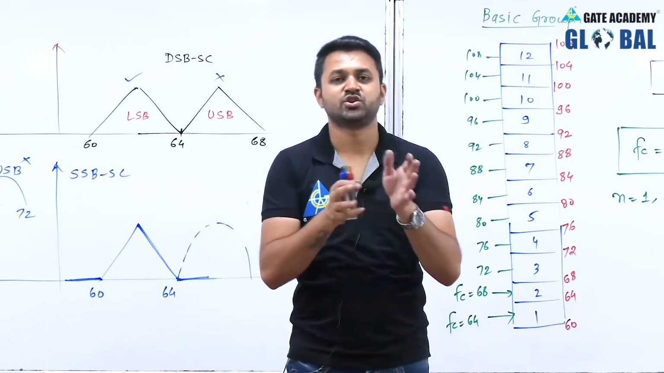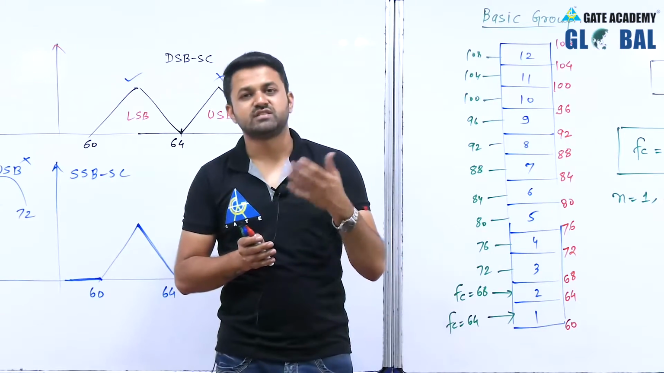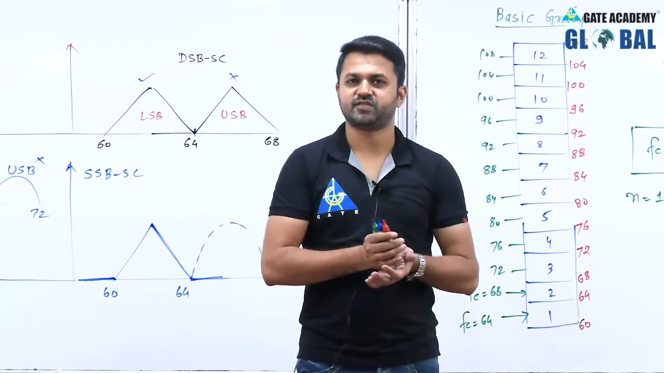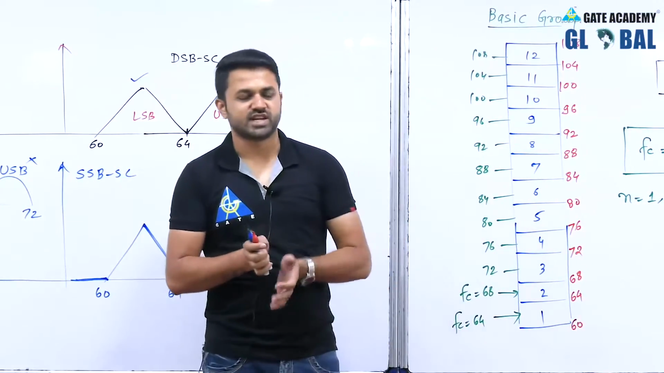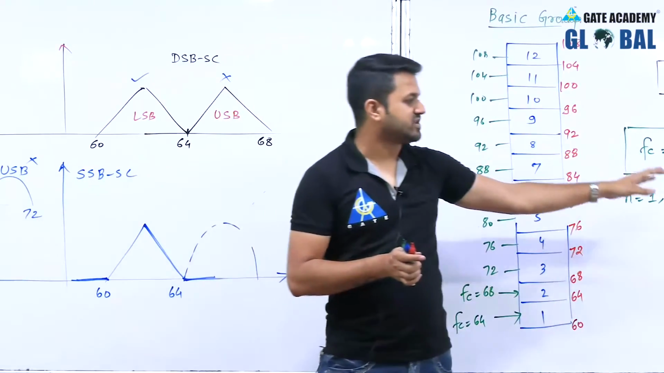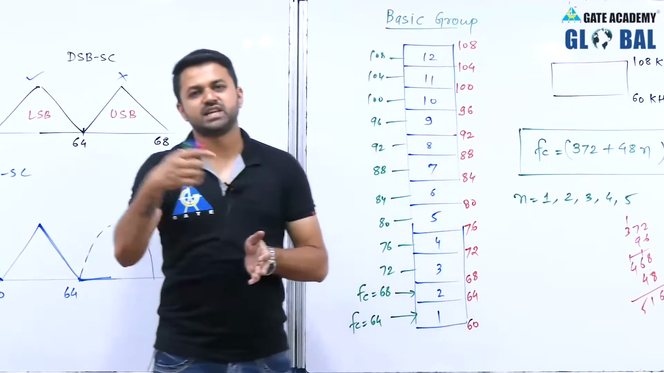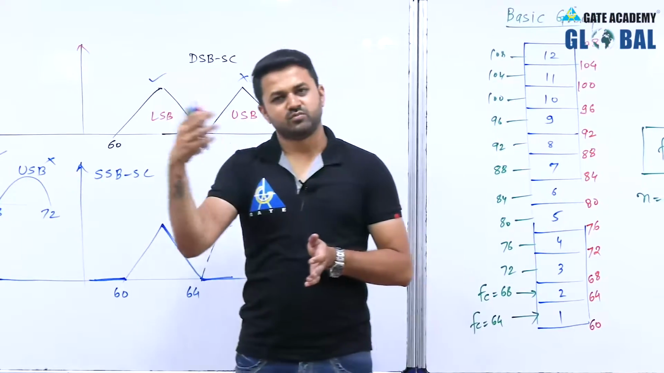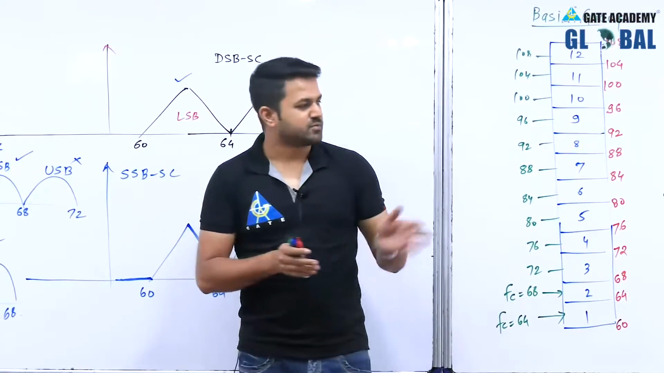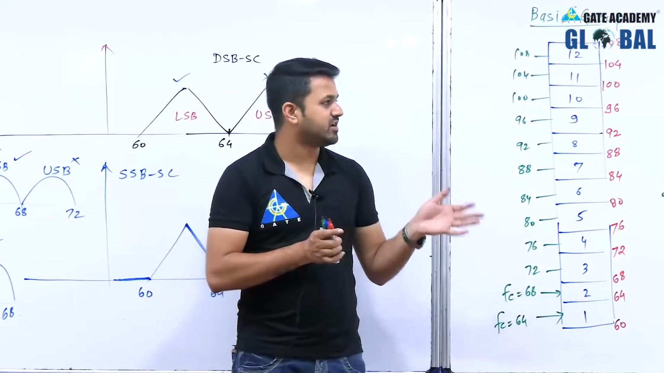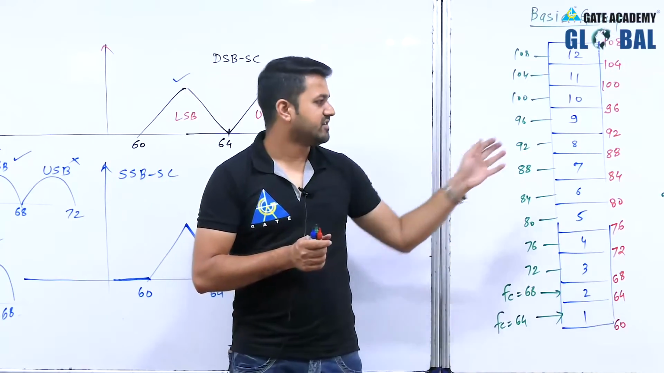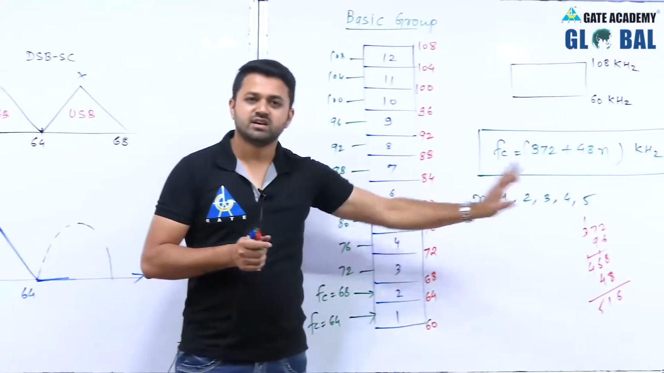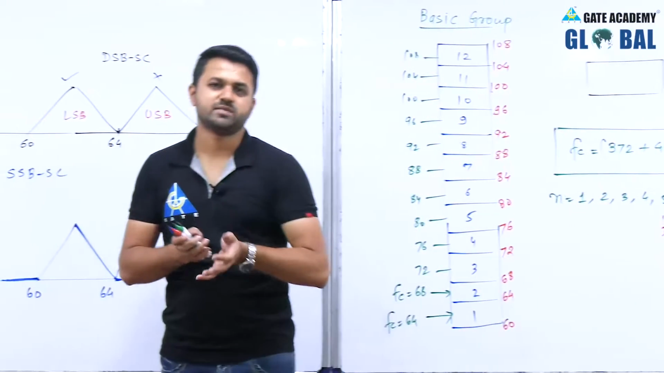and that basic group forms the supergroup, which is the combination of 5 basic groups, and to generate the supergroup we consider the carrier frequency 372 plus 48n, and we get the range of supergroup. And similarly practically, after this supergroup we generate the master group and more groups are considered. But up to this point we can remember, or we can learn this, or we can derive these formulas, and that is sufficient for other PSU exams.